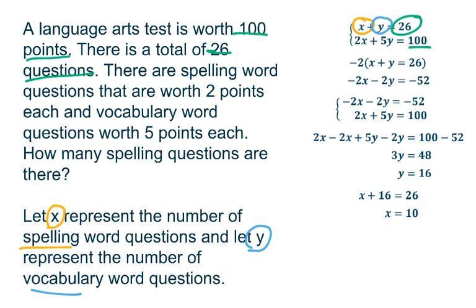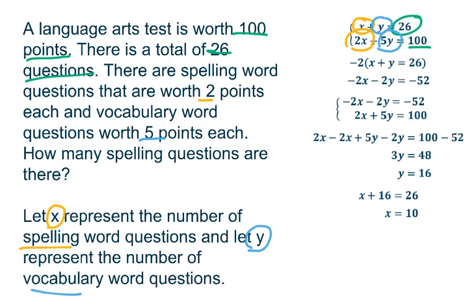Okay. And then we're going to go back to that other piece where we know it's worth 100 points, and we're going to think about how we can represent the rest of the information in this problem, which is that some of the questions are worth more than others, right? So with spelling, which are the X, those are worth 2, so we're going to label those as 2X, and the vocabulary, which are worth 5, so those are worth more, right? Those are represented as 5Y. And together, the 2X plus the 5Y equal 100 points total.